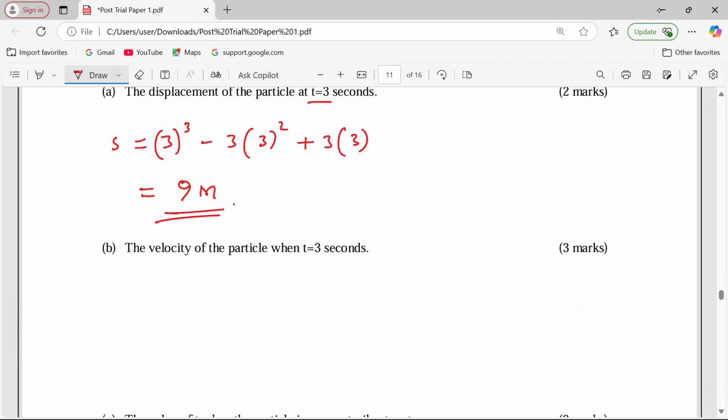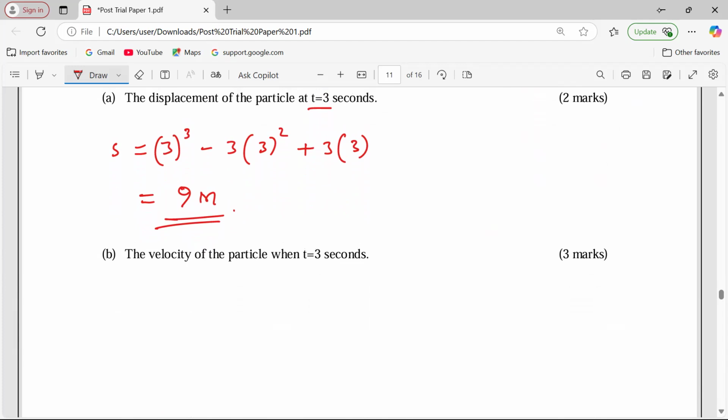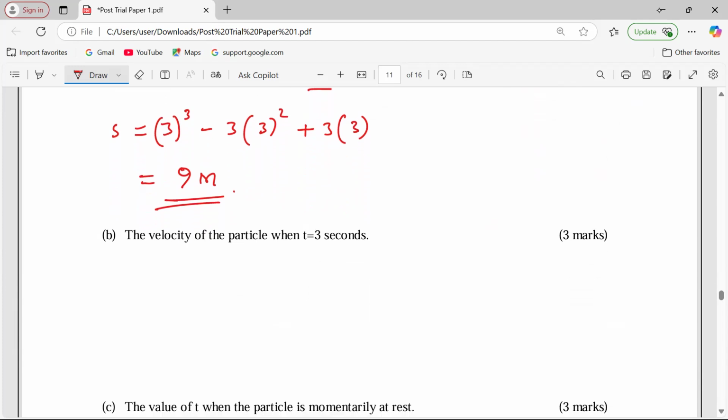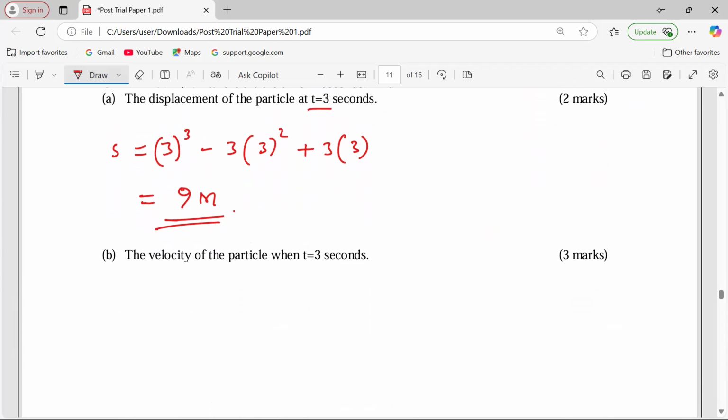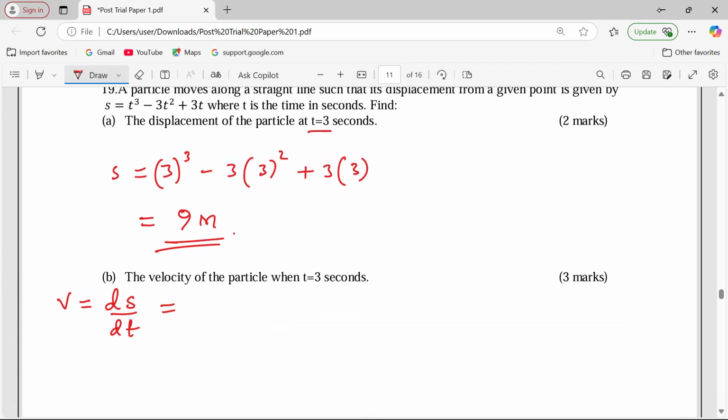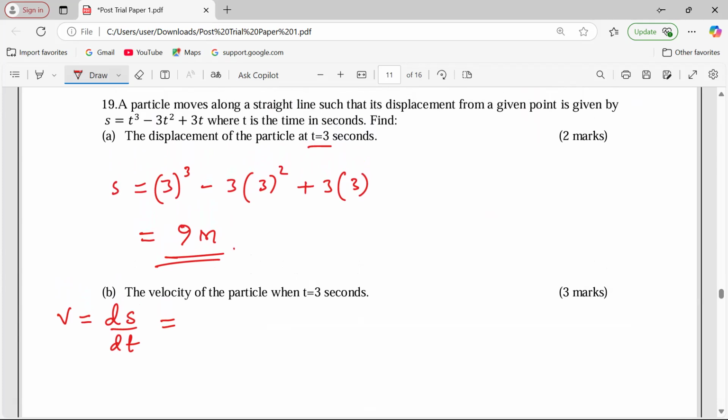Look at part B now. The velocity of the particle when t equals to 3 seconds. Therefore, you're supposed to know that for us to get velocity function, we're supposed to differentiate displacement with respect to time. So we are going to differentiate the displacement function with respect to time for us to get velocity function.